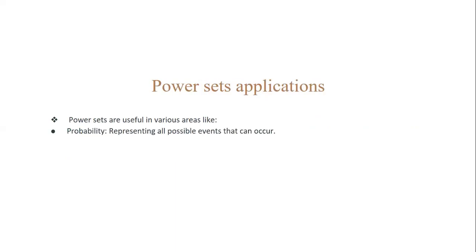Okay. So what are the applications? Power sets are basically used in probability, representing all the possible events that can occur. So when we take an event, what are the possible events that can occur? Either it can happen, or some part of it can happen, or the full event can happen. Okay, these are the most possible cases.